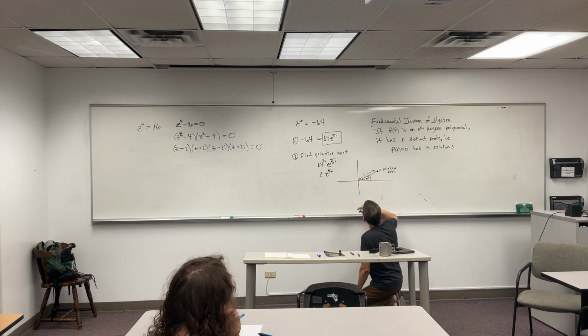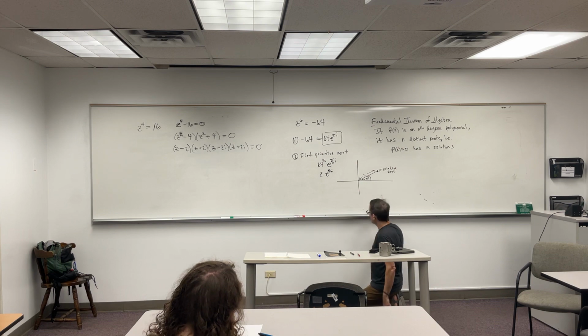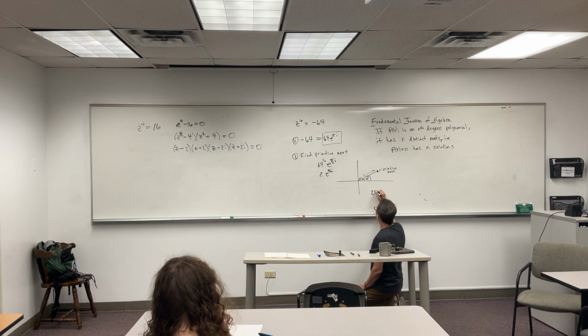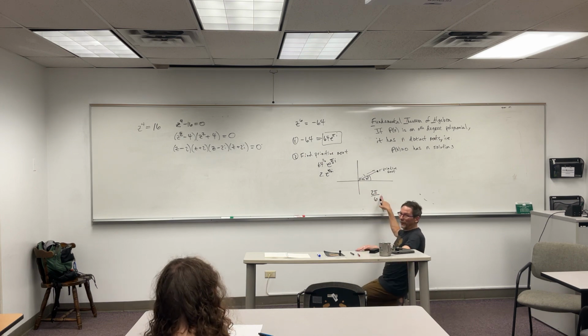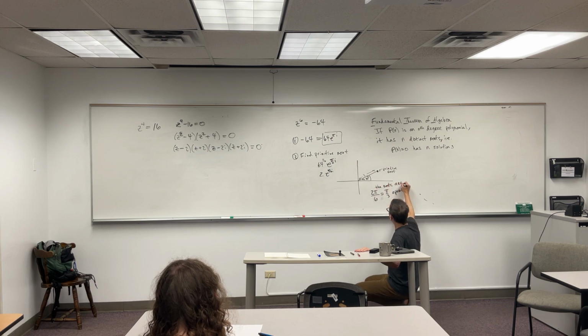I'm going to equally space them. So how far apart will they be? Pi over 3. With 6 roots, take the full revolution, 2 pi, so that's pi over 3 apart. And how many degrees is that? 60. That's equivalent to 60 degrees.